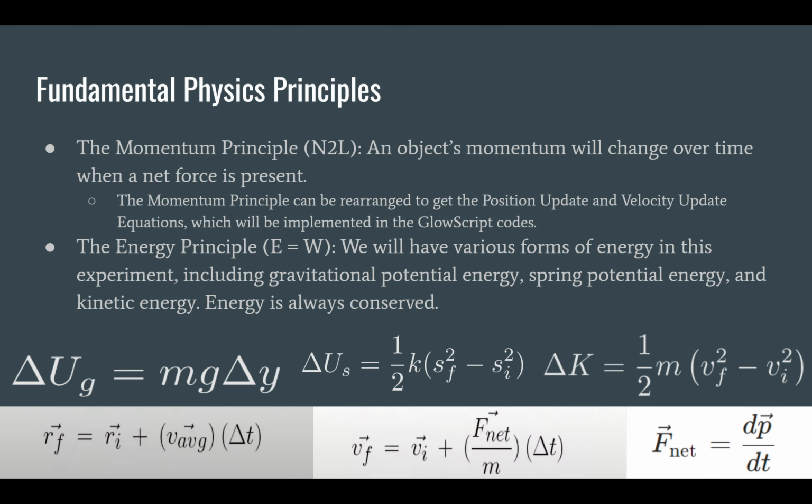To first understand this lab, we have to know some fundamental physics principles, including the momentum principle. The momentum principle states that an object's momentum will change over time when a net force is present, and this can be rearranged to get the position update and velocity update equations, which will be implemented in the GlowScript code. We're also going to be using the energy principle throughout this experiment, which will involve gravitational potential energy, spring potential energy, and kinetic energy. Below you can see all the relevant equations we're going to be using throughout this lab.